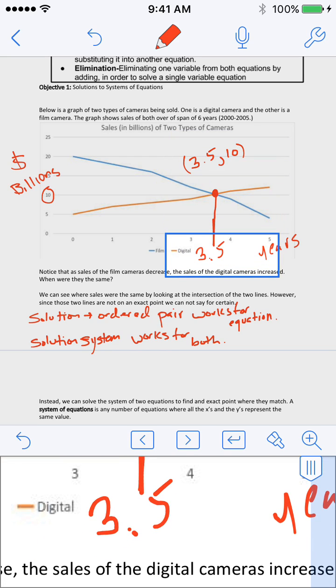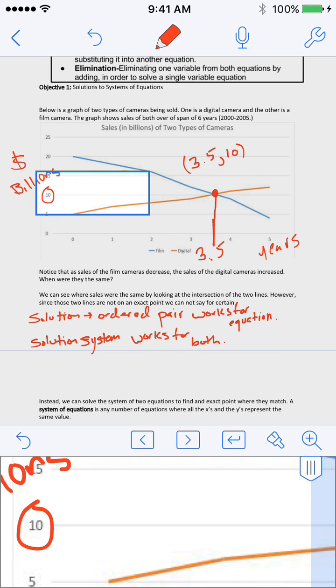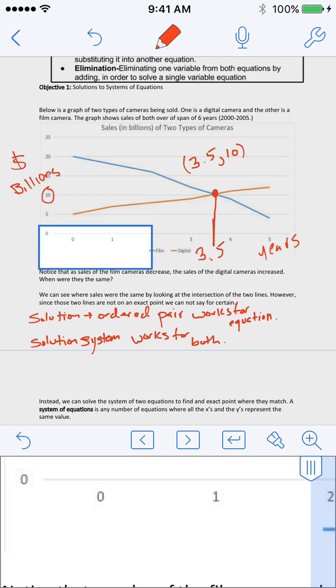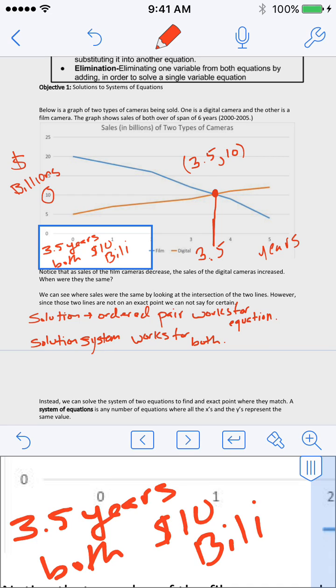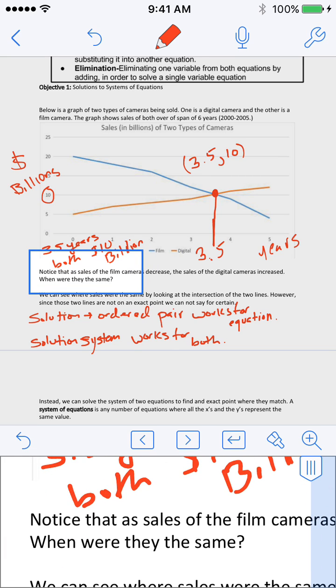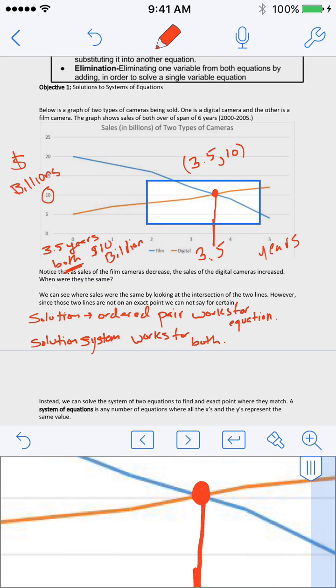And what does that mean? That means that at 3.5 years of this measuring, they both had $10 billion in sales, right? I wish we had $10 billion in savings, right? Now, it's 3.5 years, they both had $10 billion, and that's the key word right there, both. Both had $10 billion. That's their solution, their common solution.